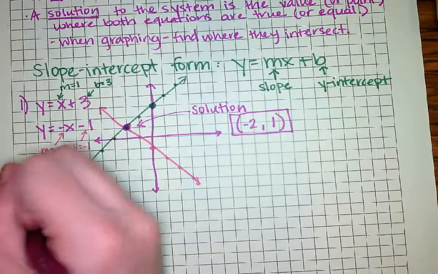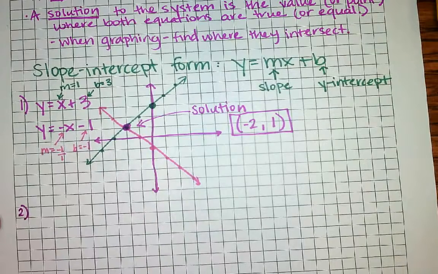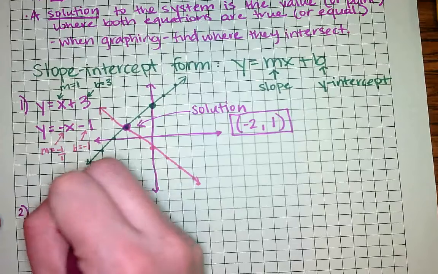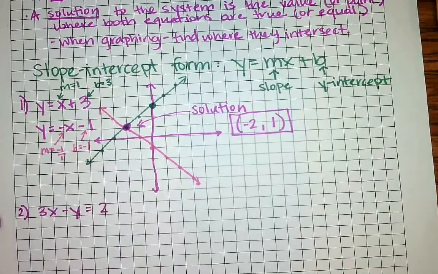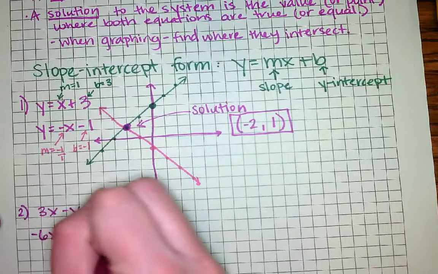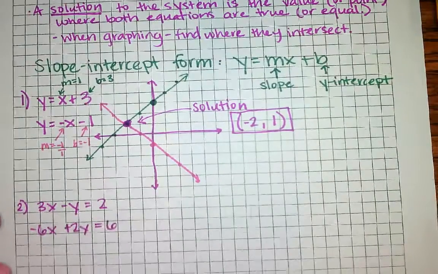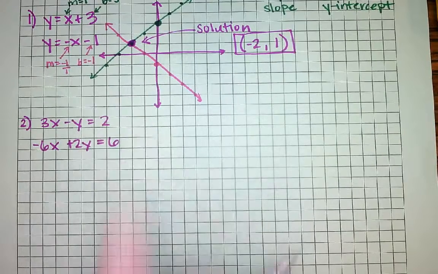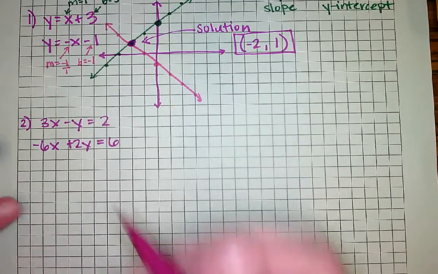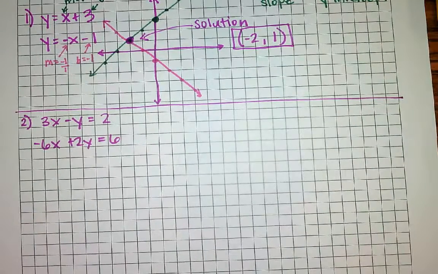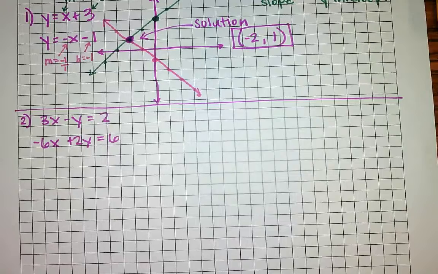All right? So let's look at number 2. We are going to do 3x minus y equals 2 and negative 6x plus 2y equals 6. Now guys, can I graph these equations right here? Why not? They're not in slope-intercept form. We've got to get them in slope-intercept form. So we have to get it into y equals.